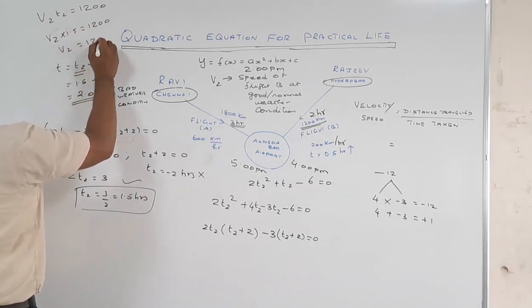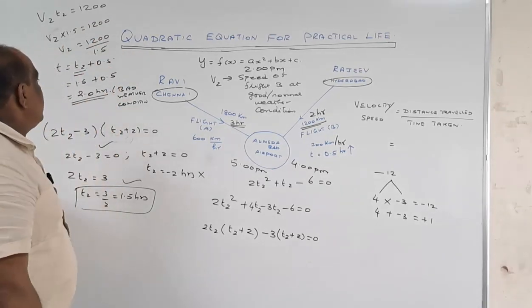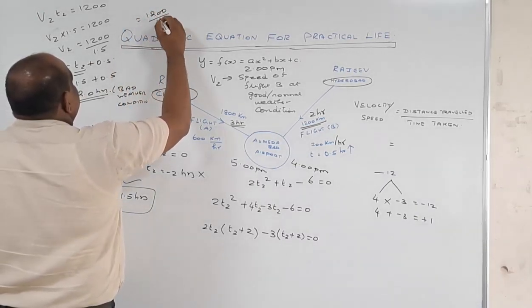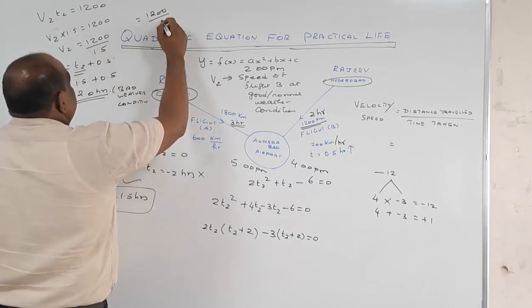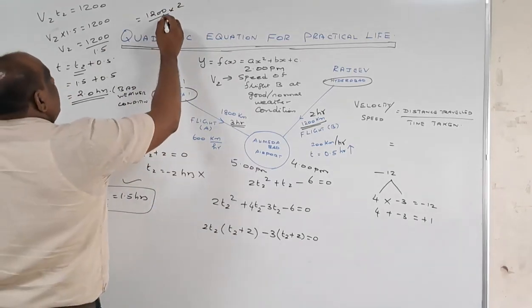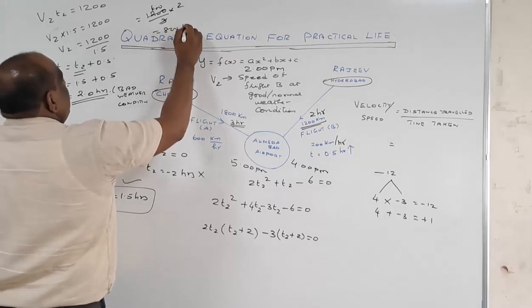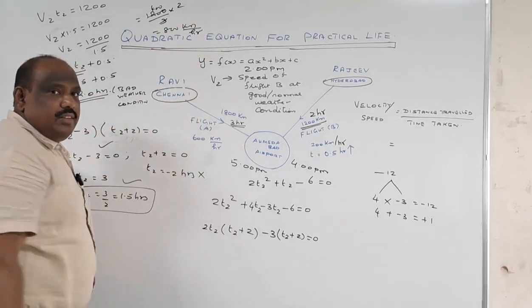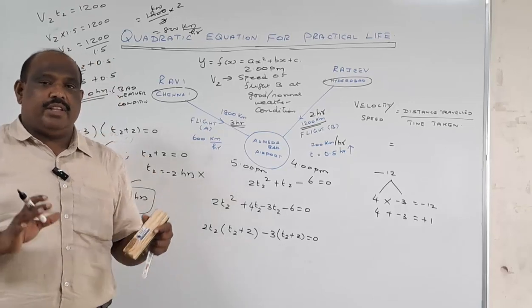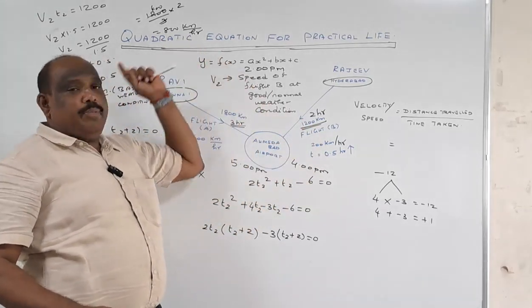So V2 will be equal to 1200 by 1.5. I can write 1.5 as 3 by 2, so 3 by 2 will go, and it becomes 400 into 2, which is 800 kilometers per hour. If there is no bad weather, if the good weather condition is there, then the actual speed of flight B will be 800 km per hour.